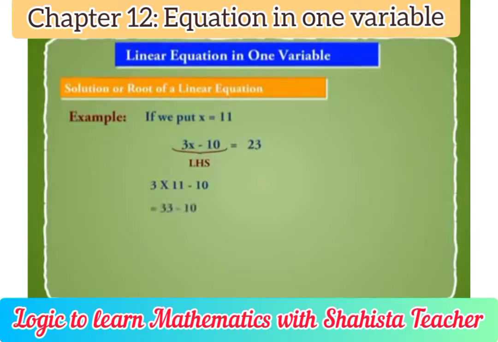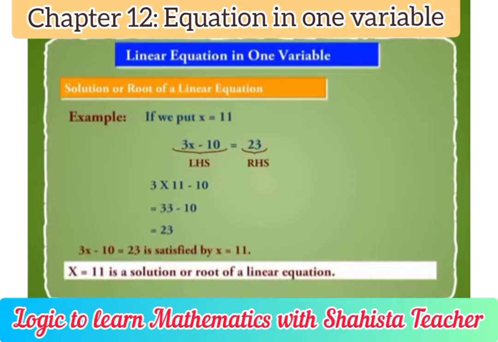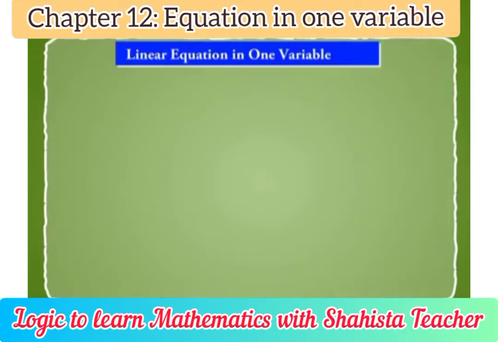So in the place of x we will put 11. So 3 into 11 minus 10, 33 minus 10, that is 23. So left hand side is equal to right hand side. That means the condition is satisfied. 3x - 10 = 23 is satisfied by x = 11. That means it is a solution of the linear equation. So x = 11 is a solution of the linear equation.